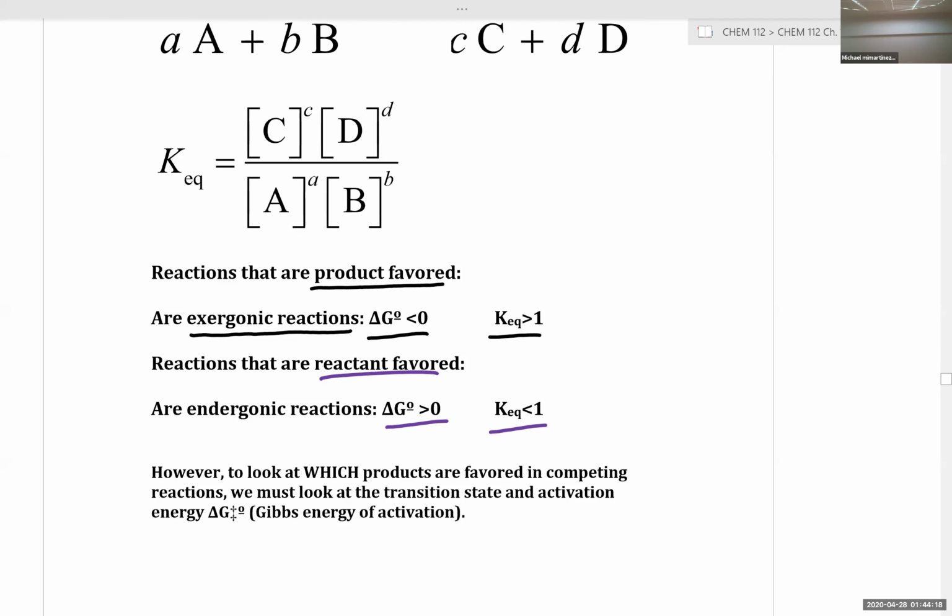However, and this is a really important point, to look at which products are favored, we must look at the transition state and the activation Gibbs energy, or the Gibbs energy of activation. Okay? So the reactant and product energies can help us inform and explain equilibrium amounts of reactant and product. It can help us explain the position of equilibrium, but the activation Gibbs energy can help us explain selectivity. And this is our next focus. So we'll introduce this idea and then continue on with it next session.